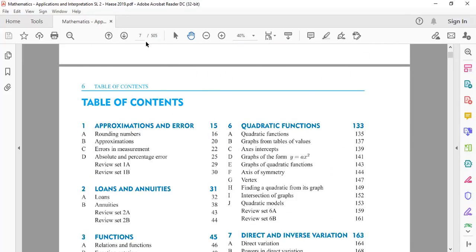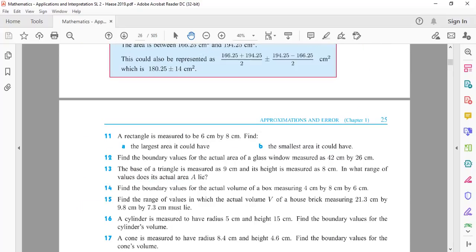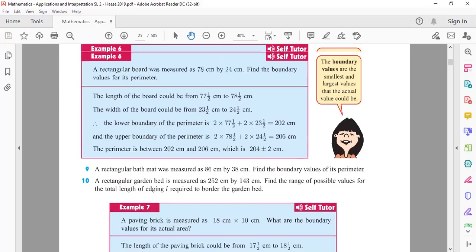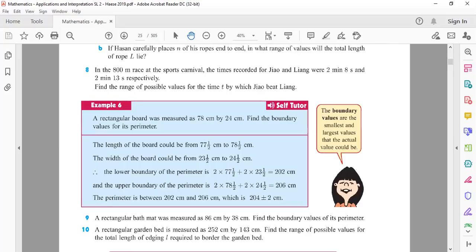So this 25th chapter, page 25. Okay, so this is basically upper bound and lower bound. This you haven't learned in 0607.